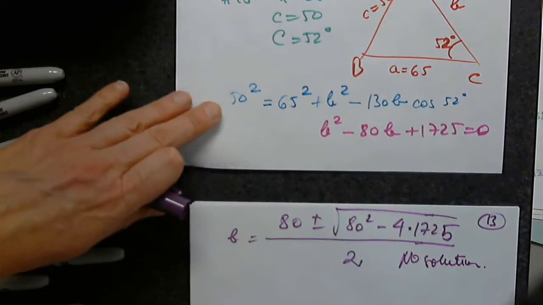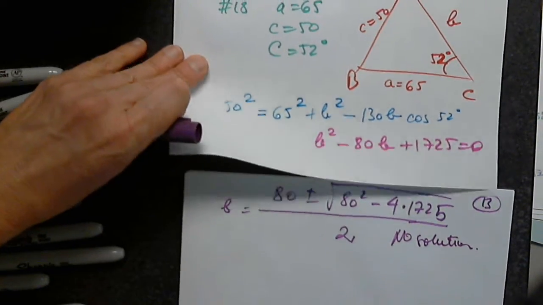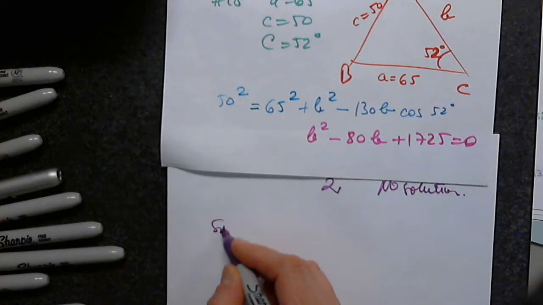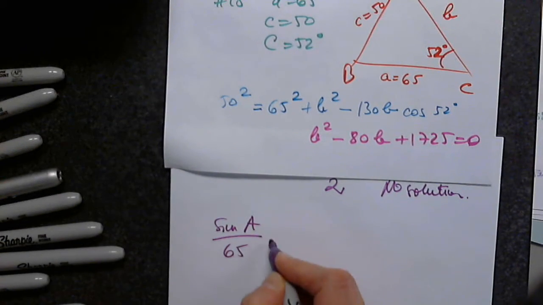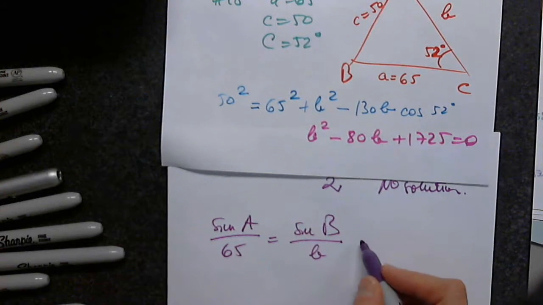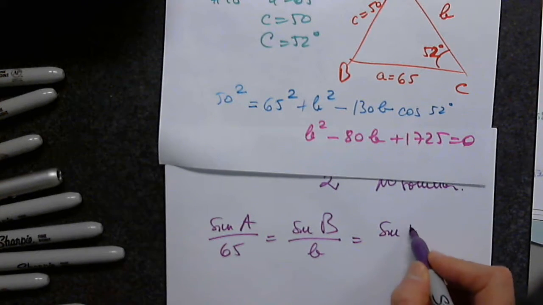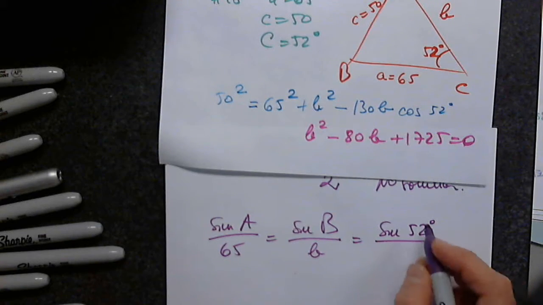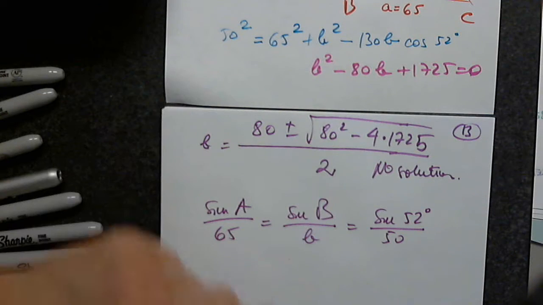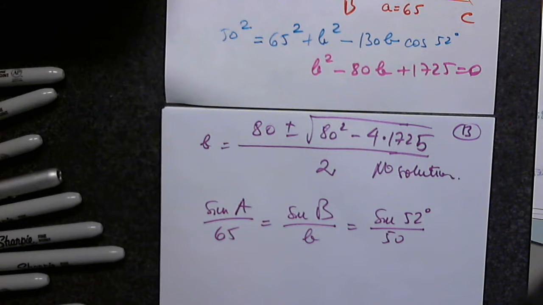Okay? So now let's write law of sines on this. So I have sine A over 65 equals sine B over little b equals sine 52 degrees over 50. Which is the proportion that has only one variable that I can solve?